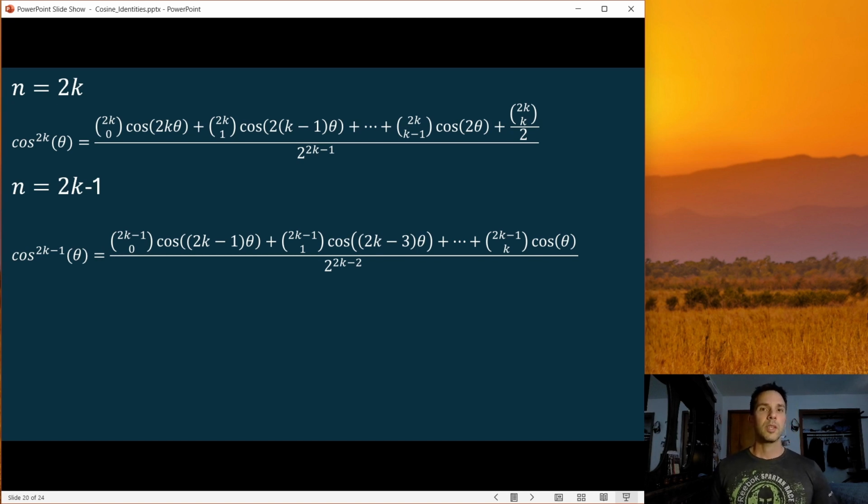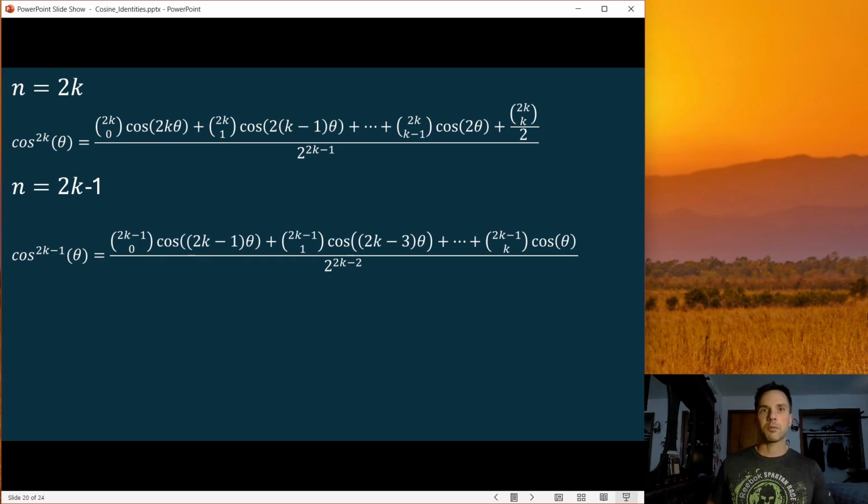You also see if we have it in an even power, it's going to have an even coefficient next to the theta. If we have it in an odd power, it's going to have an odd coefficient next to the theta. Not only that, it's going to start with whatever the power was and then move down. So this is a really easy way to remember these formulas, to where you don't have to do a reduction formula. You don't have to try to break it down.